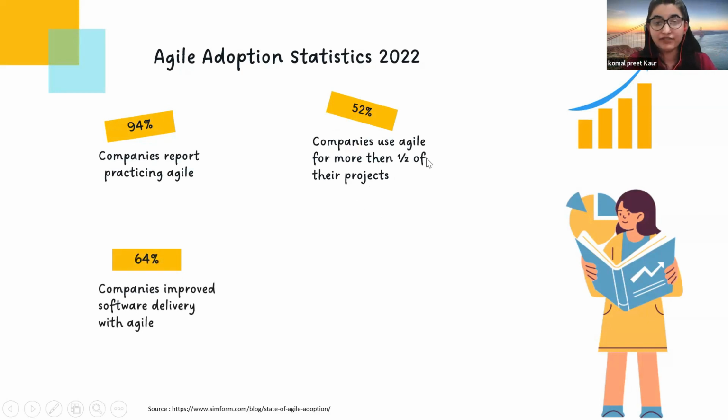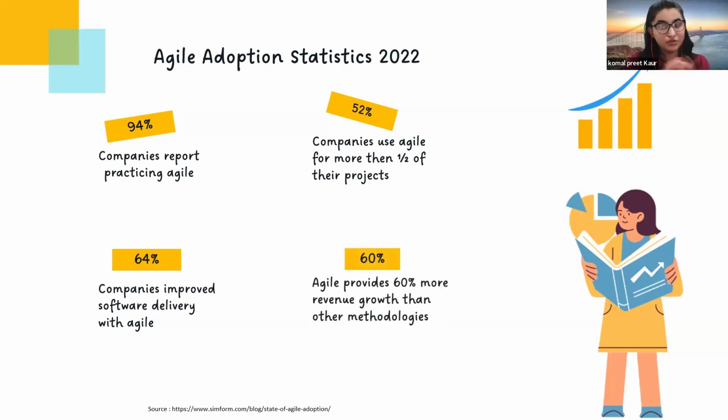And second, 52% of companies use Agile for more than half of their projects. And 64% of companies have improved their software delivery with Agile. Earlier, they might have been using waterfall or some other traditional methodology, but right now they're adopting Agile, and the improvement is around 64%. And here comes the revenue growth part. You know how important revenue is for every company, right? Agile provides 60% more revenue growth than other methodologies.